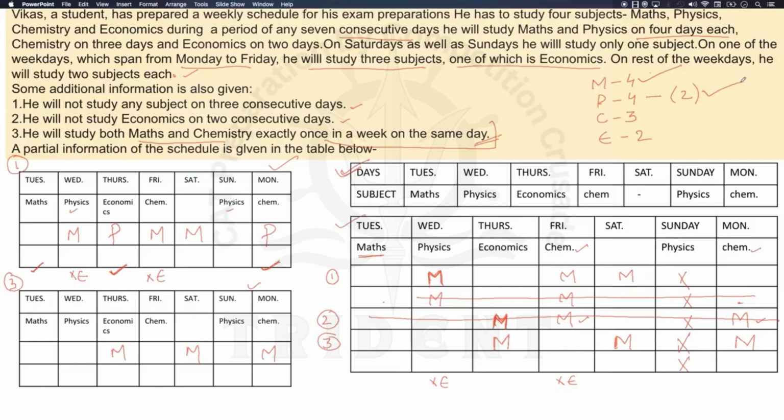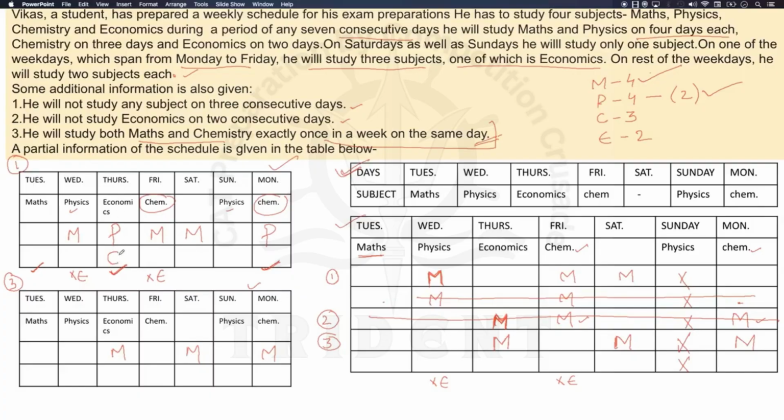Now we have to arrange chemistry. 2 chemistry are already arranged. Maths and chemistry are done. Can we put chemistry over here? No, we cannot put chemistry over here because one maths and chemistry is already done. Can we put chemistry over here? No, because if we put chemistry over here, it is maths and chemistry, which is a situation that has already been done. Can we put chemistry over here? Yes, we can put chemistry. On Saturday there would be 1 subject. So the only possible place to put chemistry is this.